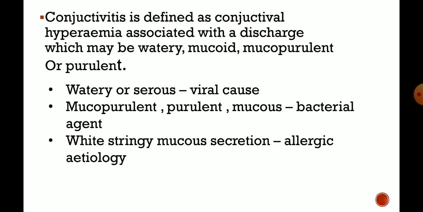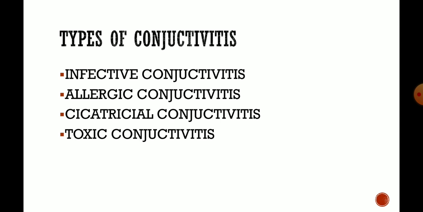If it is bacterial, it will be mostly purulent or mucopurulent discharge. Watery discharge in viral cause, and stringy or ropey discharge in allergic conjunctivitis. Types of conjunctivitis: infective, allergic, cicatricial, toxic.